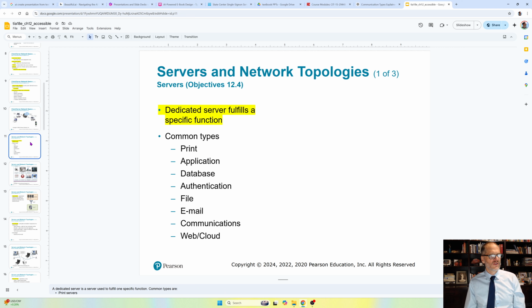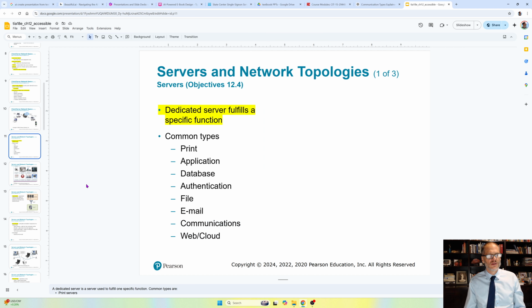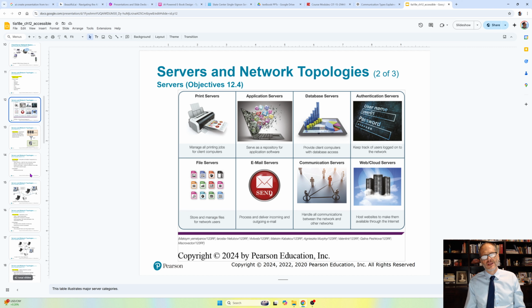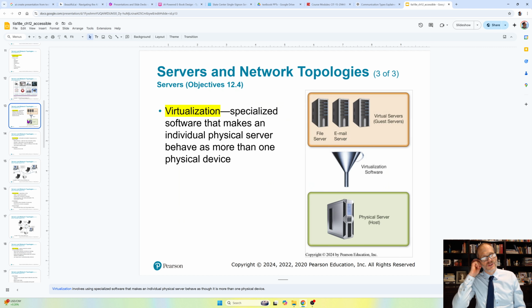A dedicated server fulfills a specific function, and there could be print servers and application servers that allow you to run applications from that server within your organization, and database servers and authentication servers and file servers that allow you to get files or serve files, and email servers and communication servers and web cloud servers, right? So these are dedicated servers, and here's a slide that gives you a little bit more detail about each of them, and you can just pause the video and read about it. Next thing we're going to talk about is virtualization.